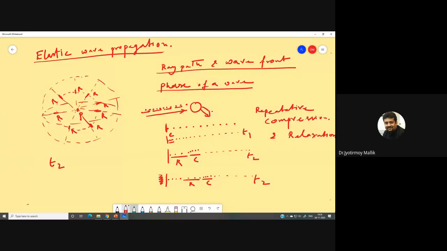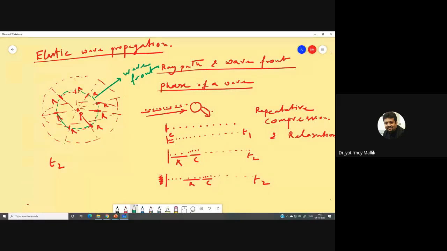Now, if I join them, that will create a sphere as well. Let me use a different color. If I join them, that will create a sphere as well. And that sphere, we will call a wavefront. So wavefront is formally defined as a surface where all particles are moving at the same phase.